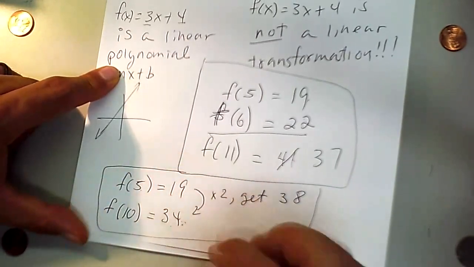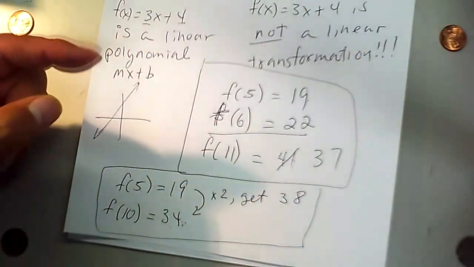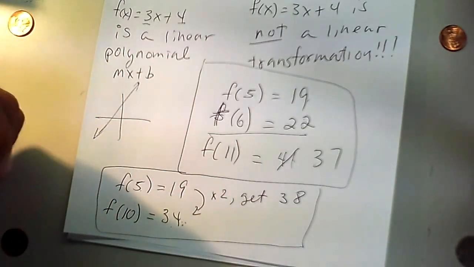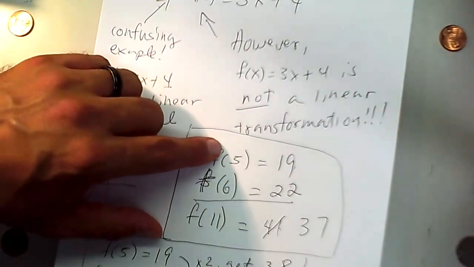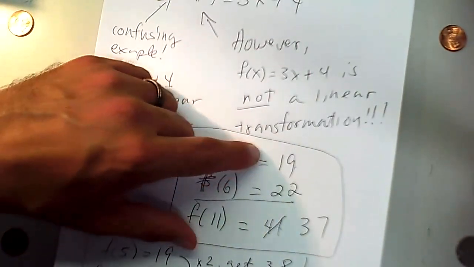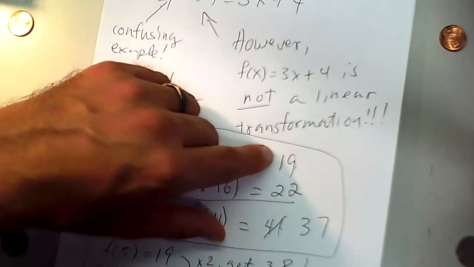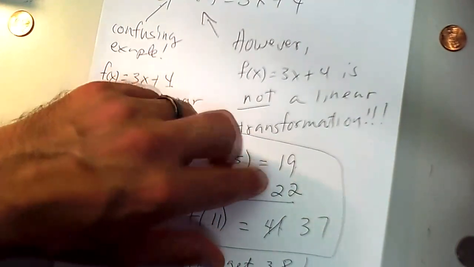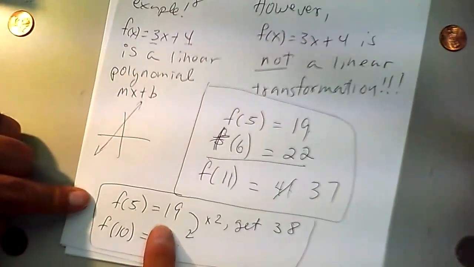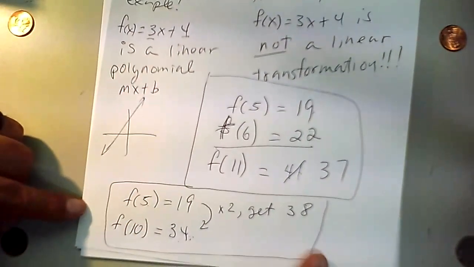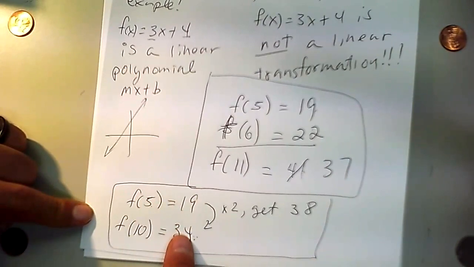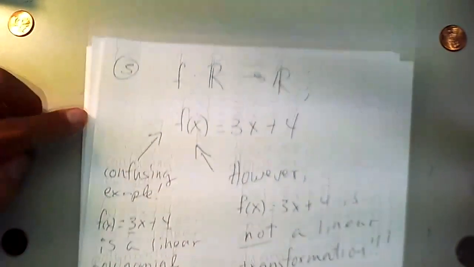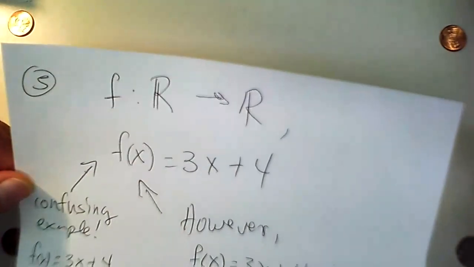If you can find one example in which addition is not preserved, so this is what I mean by addition being preserved. Here, when we add, after the f, we don't get the addition of the outputs. Or multiplication by scalar preserved. If we multiply by 2, we don't multiply the outputs by 2. Then we don't have a linear transformation.